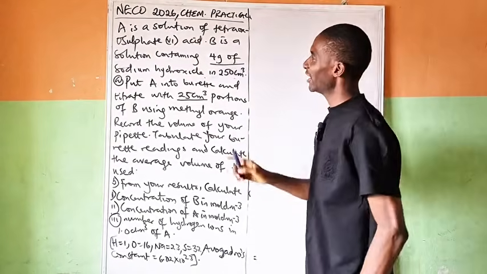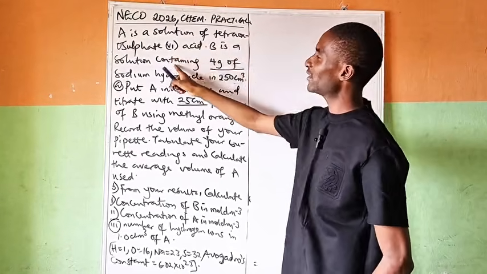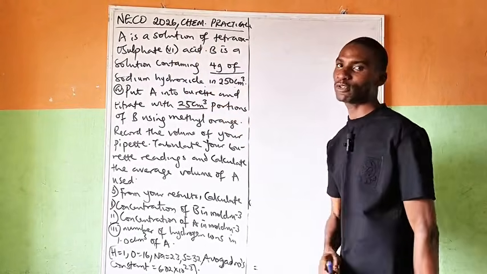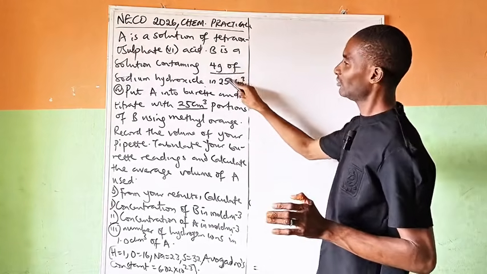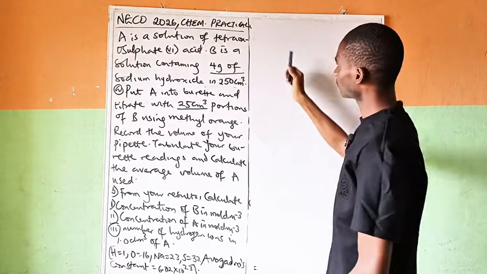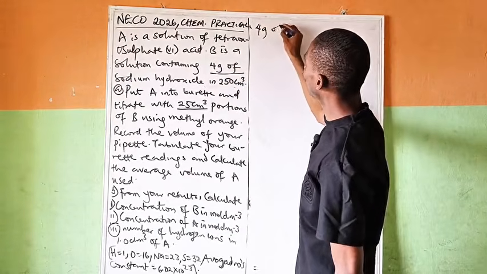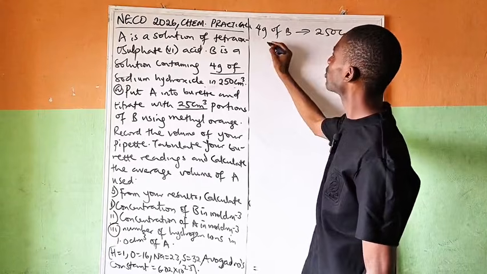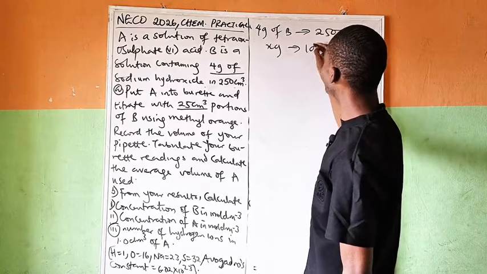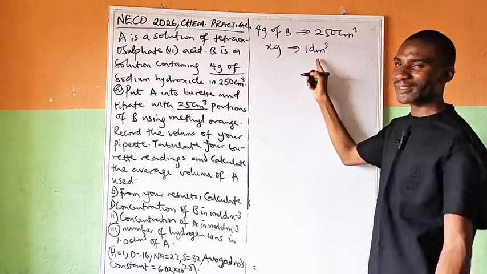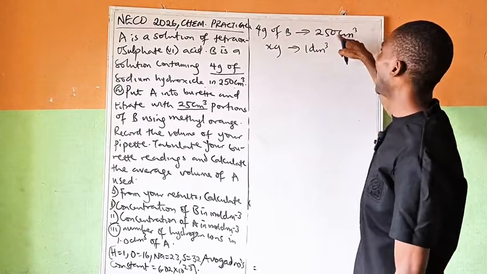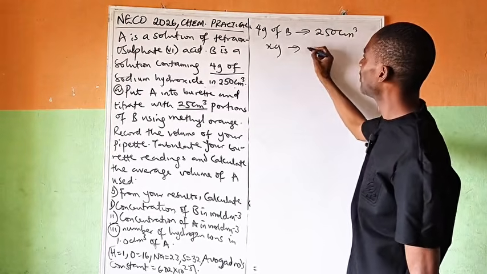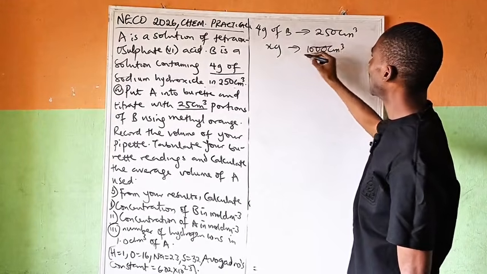Now this scenario, the question says A is a solution of tetraoxosulfate(VI) acid, B is a solution containing 4 grams of sodium hydroxide in 250 cm³. So you don't just go straight and use 4 grams. It means 4 grams of B is present in 250 cm³ of solution. So x gram will be present in 1 dm³. 1 dm³ is the same thing as 1000 cm³. So you can write 1 dm³ here and convert this to dm³ by dividing by 1000, or you can just say present in 1000 cm³, and then you cross multiply.